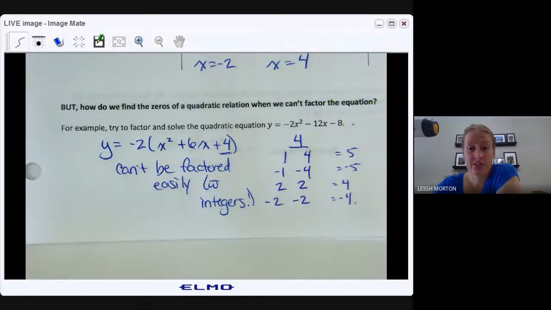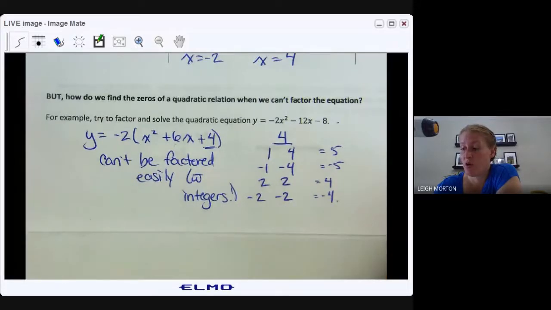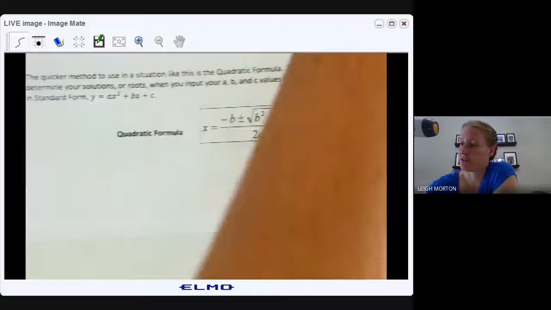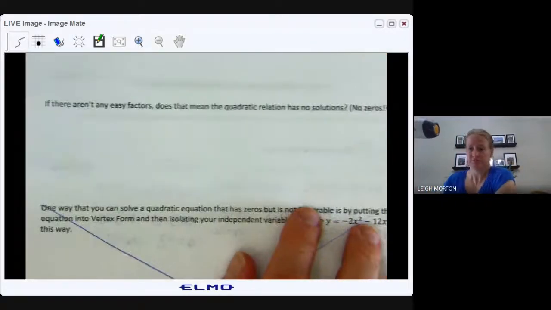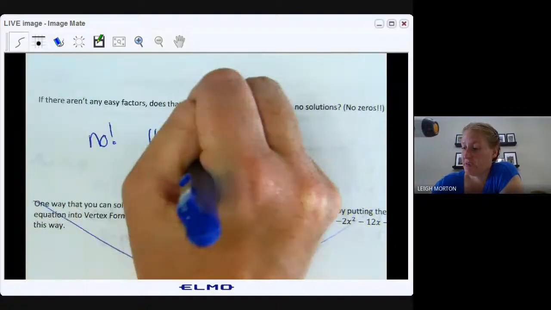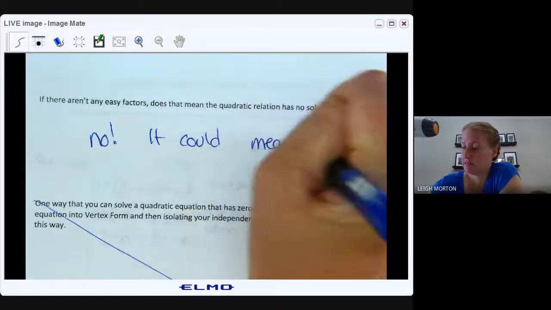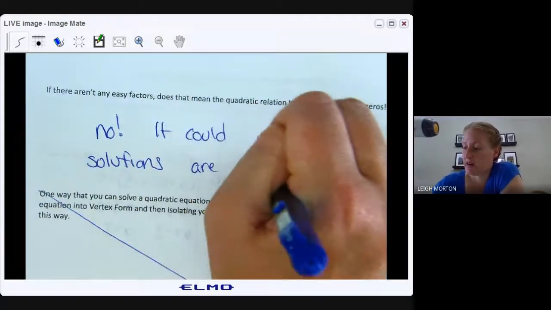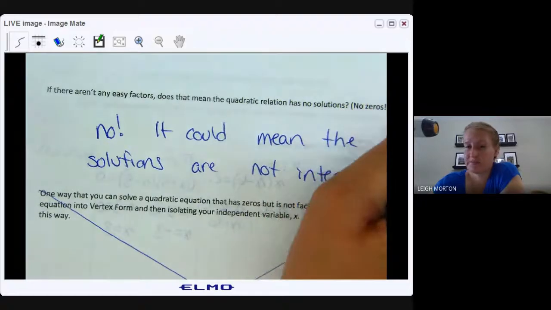It doesn't mean it doesn't have any solutions. It doesn't mean there are no zeros. What it means is that the zeros are decimals or fractions that we can't easily pull out. So how are we supposed to solve this then? Well, we have what's called the quadratic formula. We just talked about this. Does it mean it has no solutions? No, it could mean the solutions are not integers.